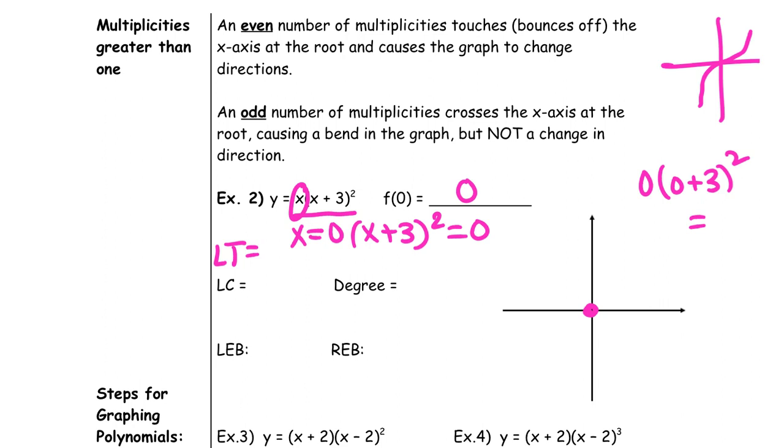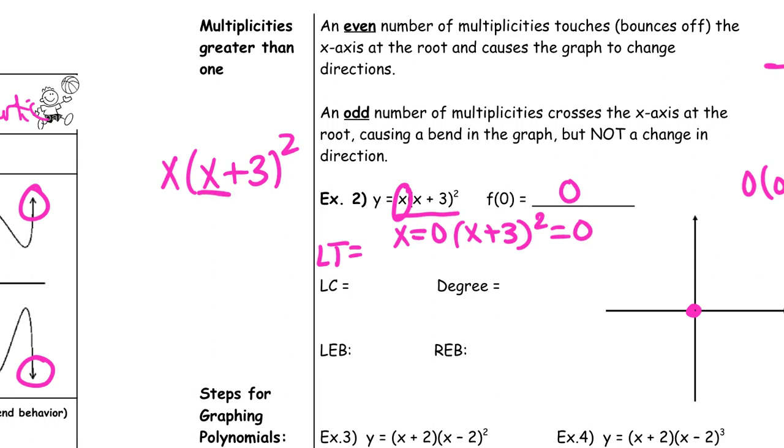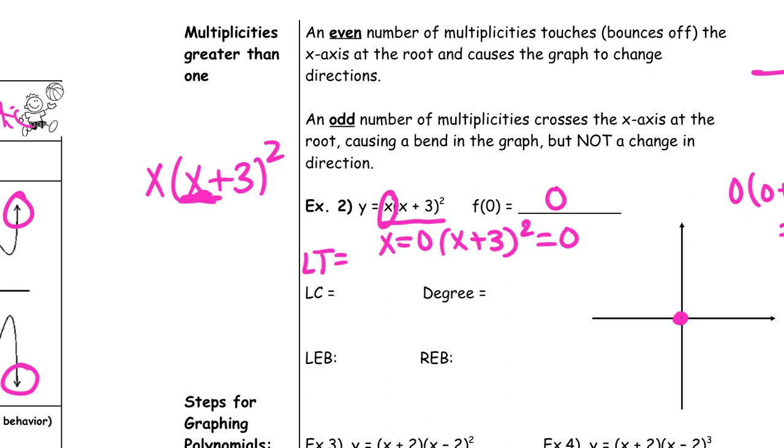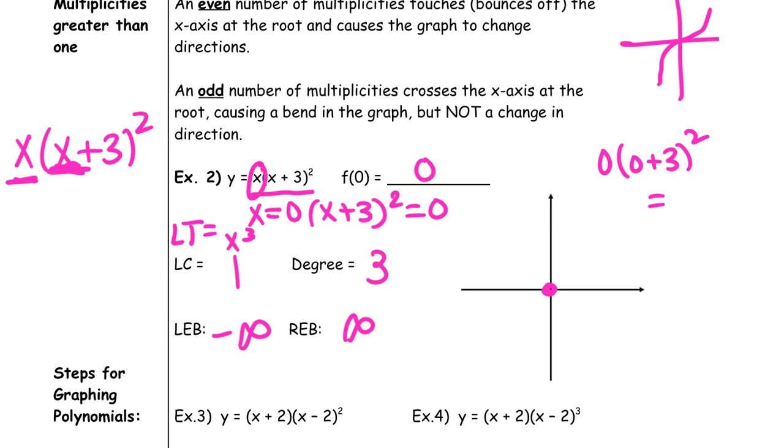Based on that, if you were to FOIL it out, can you figure out what the leading term would be? I got x times x plus 3. Leading term would be x times x, and then I'd have to multiply it by this. So I have x cubed. What's the leading coefficient? 1. What's the degree? 3. What's the right-end behavior? What's the left-end behavior? There we go.